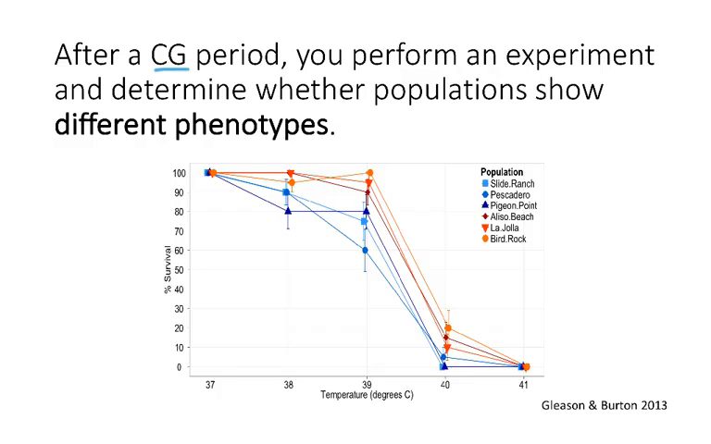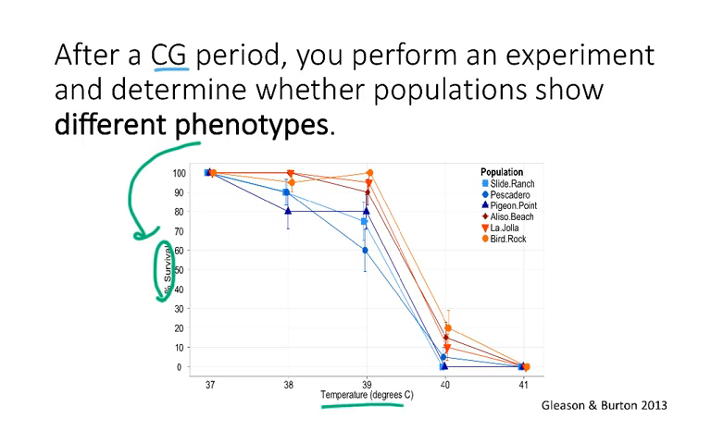So say you've done a common garden period, one experiment you might do then is expose individuals from those different populations to different levels of thermal stress. So this is again some data from my research where we have the percent survival on the y-axis. So here that phenotype that I was measuring is survival. The x-axis is the temperature.